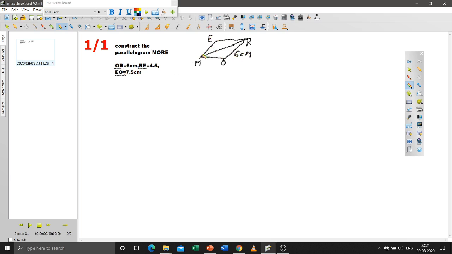Since this is a parallelogram, opposite sides are equal. So EM will automatically be 6 centimeter and EO, this is the diagonal. It is 7.5 centimeter. Now RE is 4.5 centimeter.